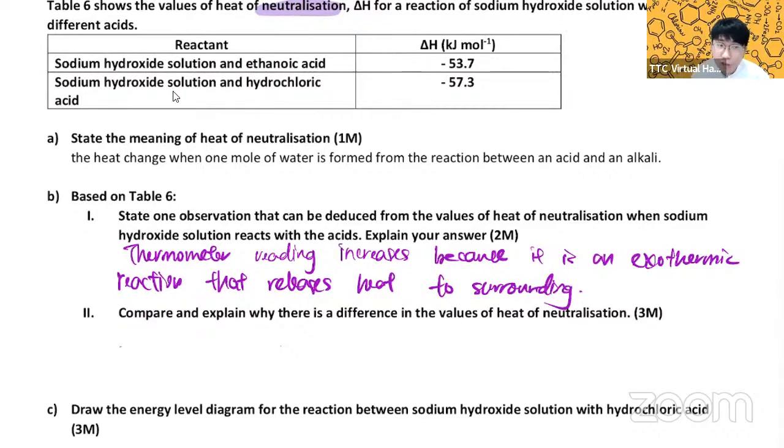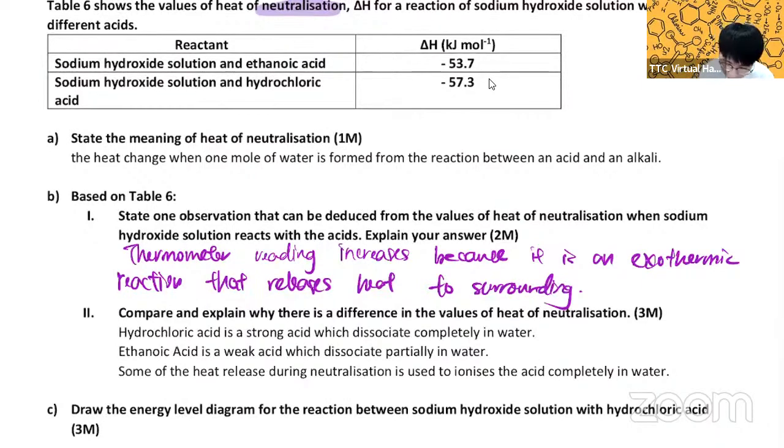While strong acid and strong alkali, they ionize completely. They no need to absorb heat to do that. They all release out. Okay, that's our answer here. The keyword for here is some heat release is used to ionize the acid completely in water. But the first two answers are similar to the acid definition.